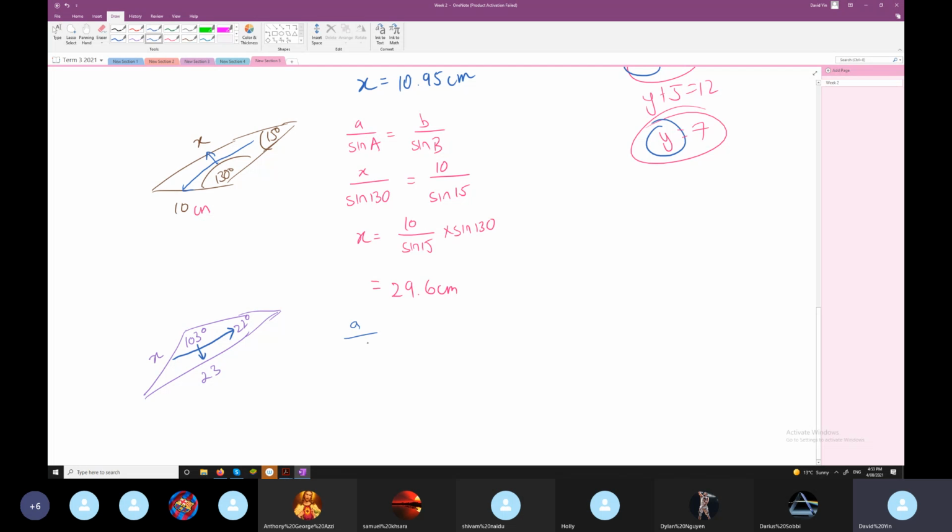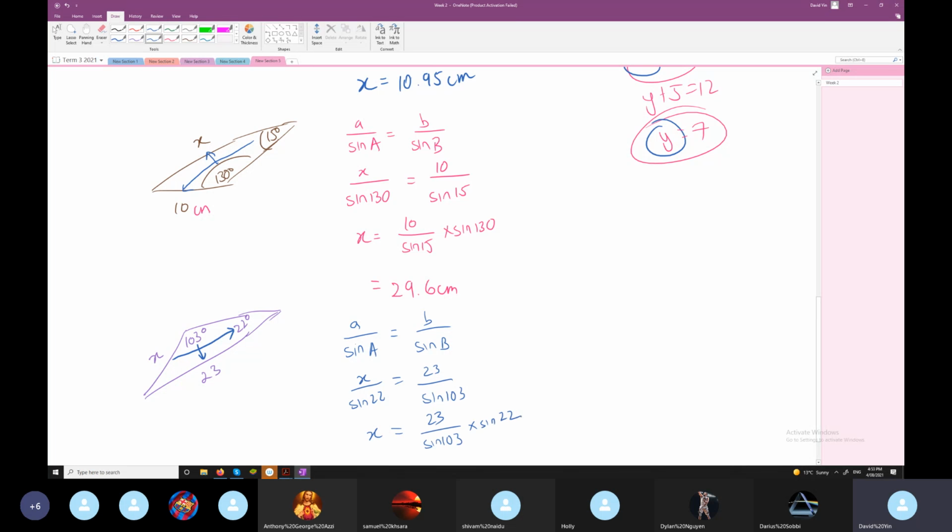So I'm going to write down the formula again. So a over sine A equals b over sine B. Right. So a here is usually the unknown. We usually let the unknown be a over sine 22, because we can see that this side matches with this angle. And then we've got b here, which is 23 over sine 103. Then what you want to do here is bring the sine 22 across by multiplying.